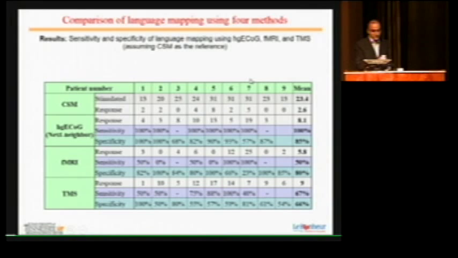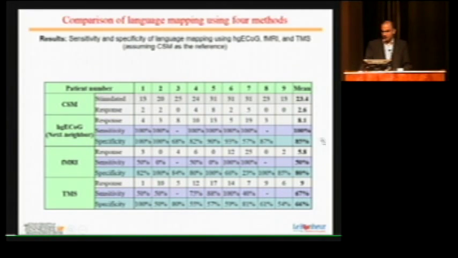In this table, I summarize the sensitivity and specificity of all three methods compared to CSM, considering, again, CSM as a gold standard. As you can see, high gamma ECoG has a very high performance, with a sensitivity of about 100% and a very high specificity of 85%. On the other hand, fMRI has a very good specificity, about 80% across the patients, but its sensitivity is not very good. TMS has a moderate sensitivity and specificity across the different patients.